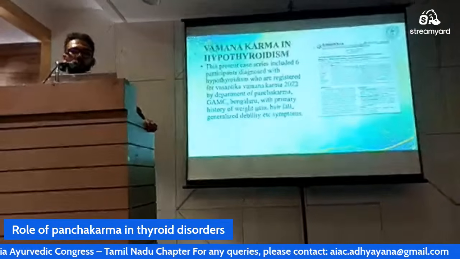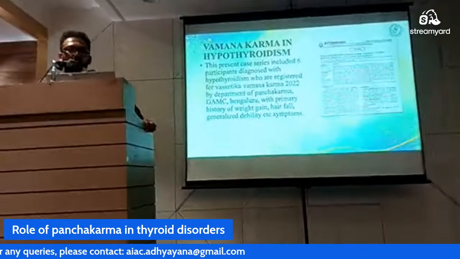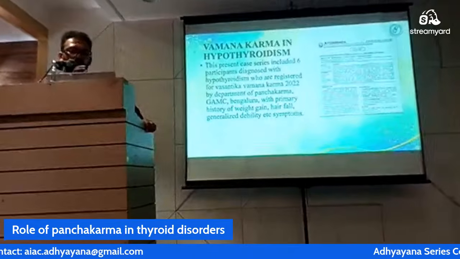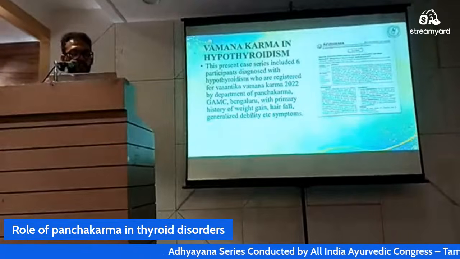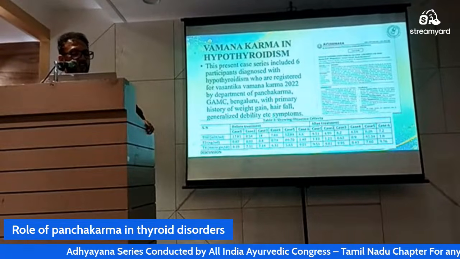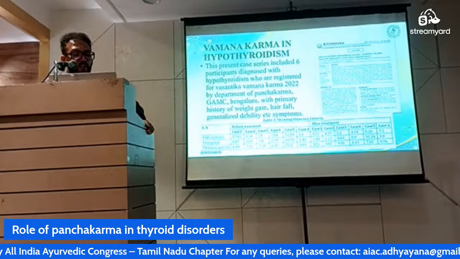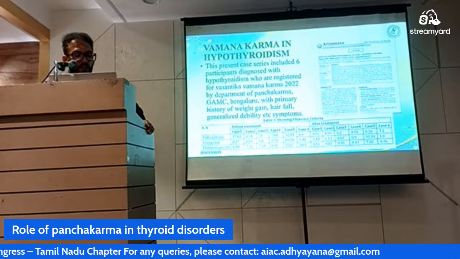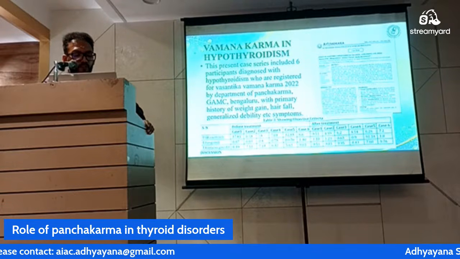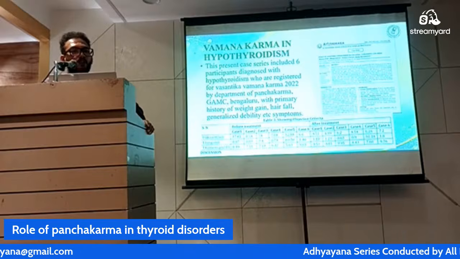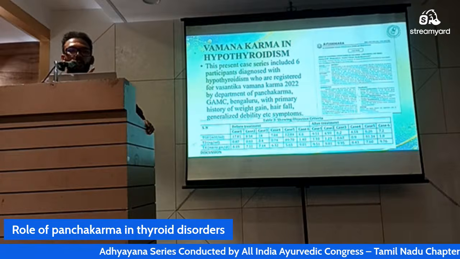In Vasanta Ritu, Vamana Karma is indicated. Generally in Vasanta Ritu, Kapha is already in Utklesha, so they took Vamana Karma during the Vasanta Kala. The result seen in these patients was that in all 6 cases, TSH levels were reduced. In case 1, the TSH level of 17.81 was reduced to 9.51. In case 2, the TSH level of 8.54 was reduced to 4.99. So this is the effect of Vasantika Vamana Karma when done on hypothyroidism patients.